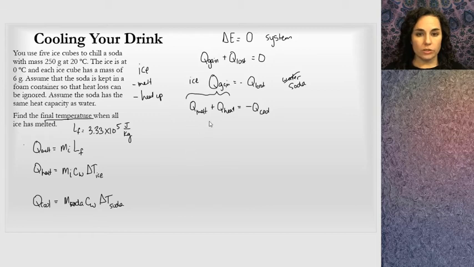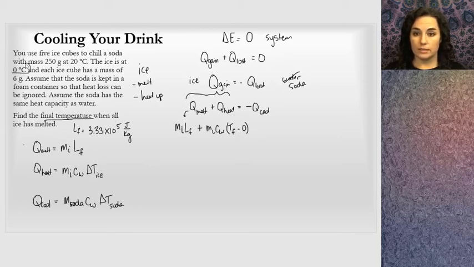So I have all the terms here, and I'm going to put them all into the equation so you can see this a little bit more at work. Mass of the ice, latent heat of fusion for ice water, so that's Q melt. I'm going to add on Q heat, which I know is mass of the ice, C water, delta T ice, which I'm going to say T final minus T initial for the ice is 0.